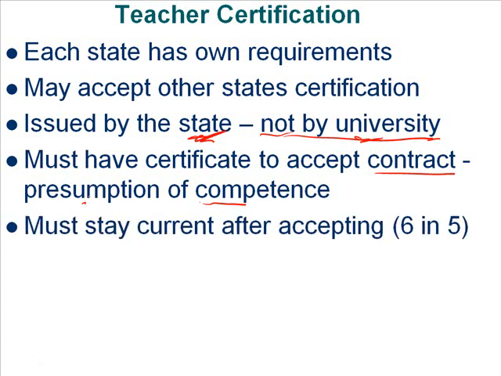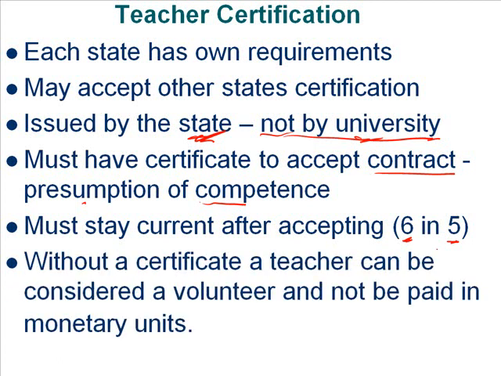Okay. You must stay current after accepting. Right now our code is you have to have 6 additional educational credits every 5 years. Did you know that? That you have to stay current. Right now it's 6 and 5. And then you reapply every 5 years, and they send you a new certificate. Without a certificate, a teacher can be considered a volunteer and not paid in monetary units. Now, the only time this really gets in the way is if you have something that's not completed.